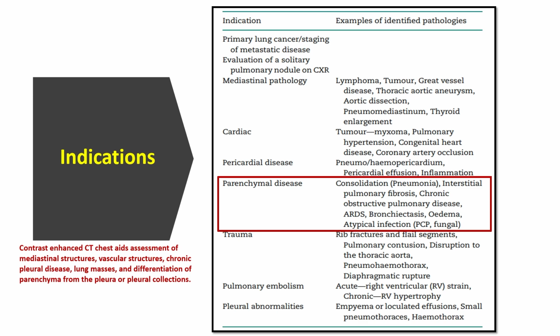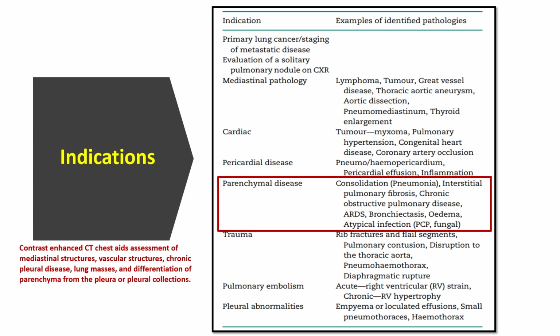So for contrast CT, what are the requirements? It aids in assessment of mediastinal structures because it helps in delineating vascular structures from nodal masses. The mediastinal structures will not be very clear if contrast is not given. Sometimes the mass is merging with the nodal mass or the malignant mass.